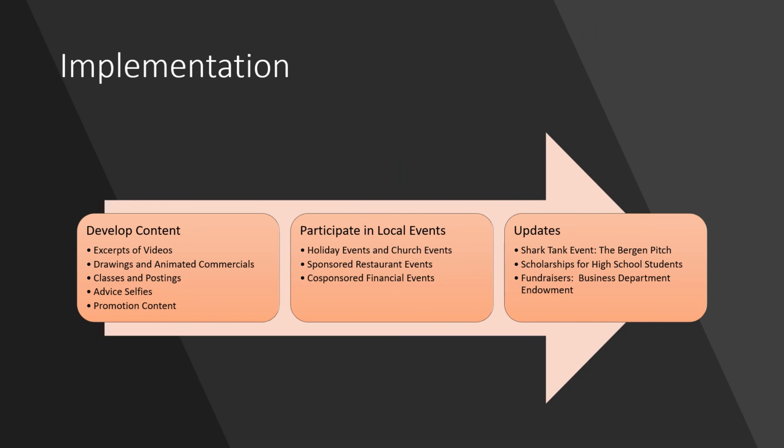So implementation, which is kind of the big piece, is what is going to be done to fit the strategy and to fit the objective. The first thing that has to be done is I have to develop content. So taking excerpts of videos, drawings, and animated commercials, developing that, posting calendars, and really reviewing the postings to make sure that they fit the campaign, developing ad visuals, and really developing the promotional content. That's really going to be the first piece, right?